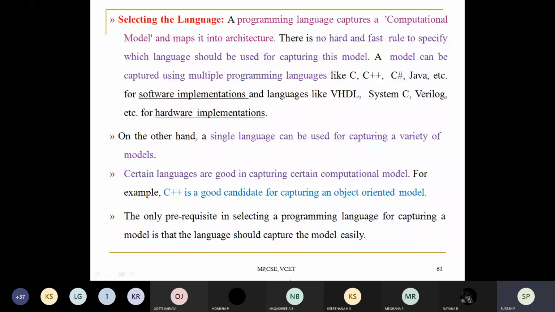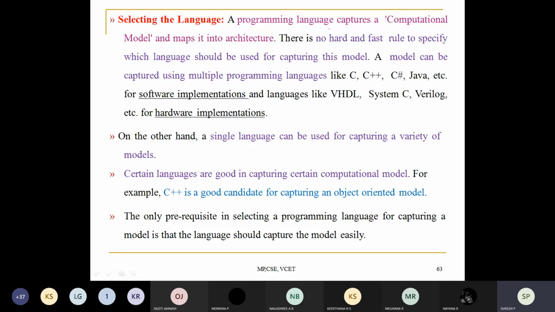Apart from that, the next issue which comes after selecting the architecture is what type of language I have to make use of, and what type of computational model I have to use in that language. What type of computational models map to that particular architecture? Whether that architecture is suitable for the language, for the code I am going to run from that language.